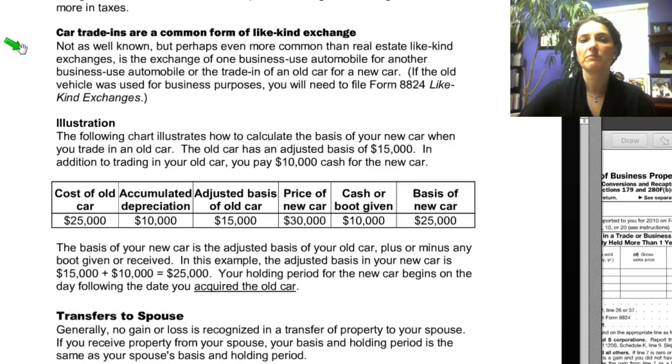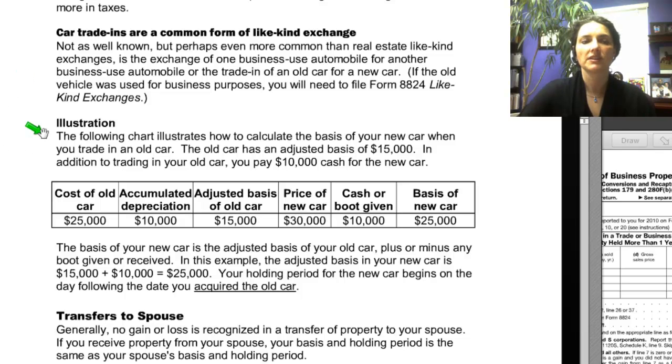Car trade-ins are a common form of like-kind exchange also. Not as well known, but perhaps even more common than real estate like-kind exchanges, is the exchange of one business-use automobile for another business-use automobile, or the trade-in of an old car for a new car at the dealership. If the old vehicle was used for business purposes, you will need to file Form 8824 for like-kind exchanges.